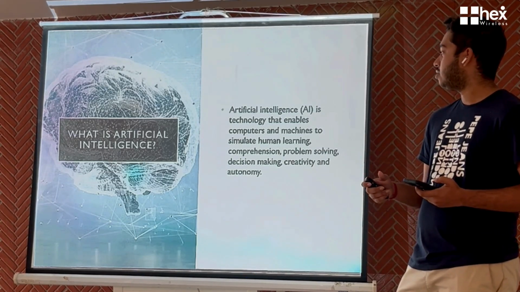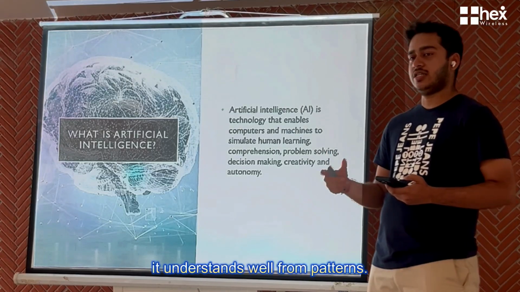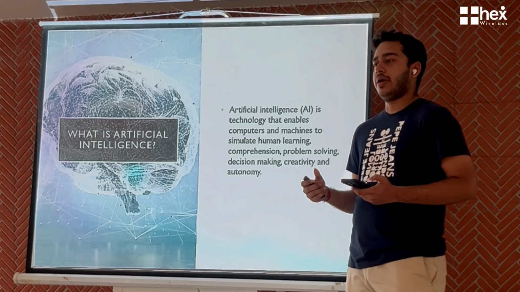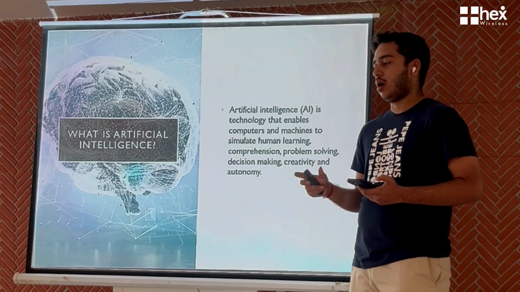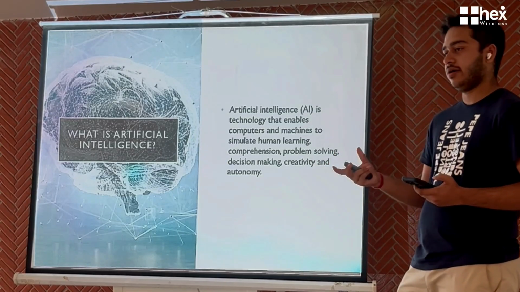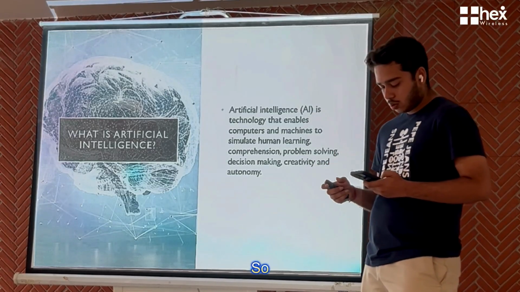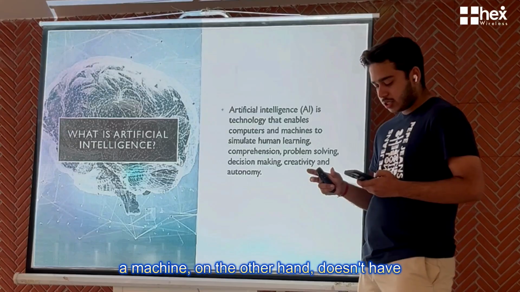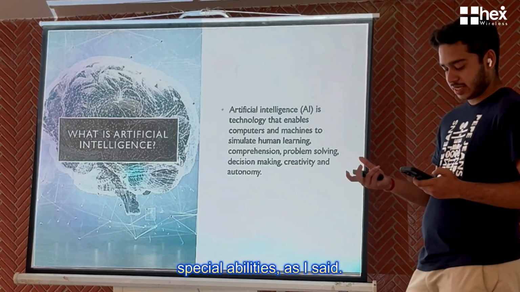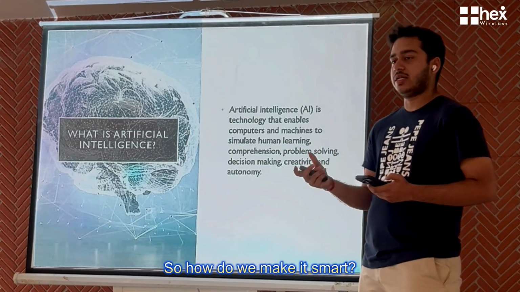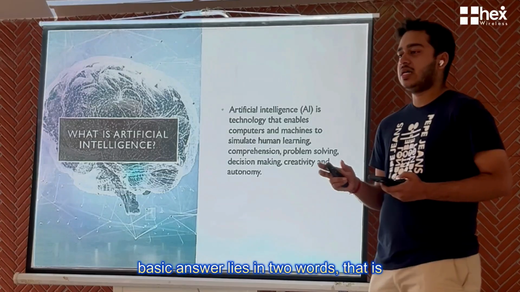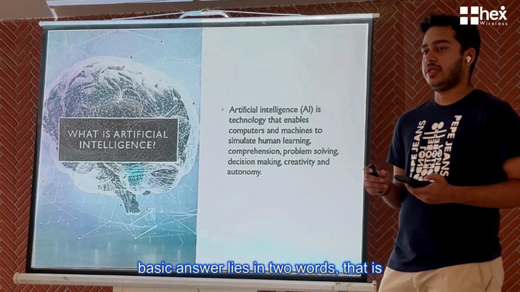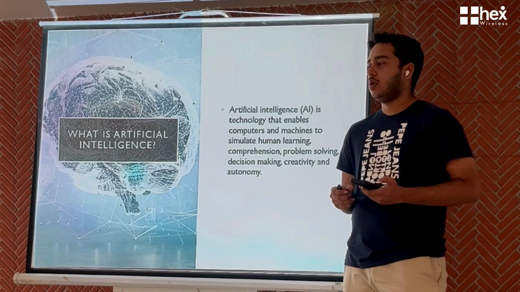AI understands well from patterns, but it cannot really do well on unseen data, right? A machine, on the other hand, doesn't have special abilities, as I said. So how do we make it smart? The basic answer lies in two words, that is numbers and compute.